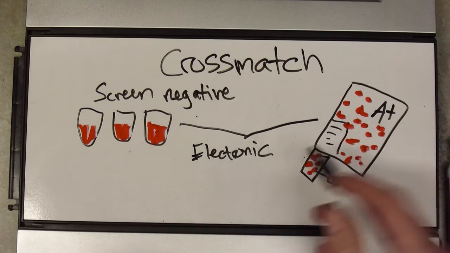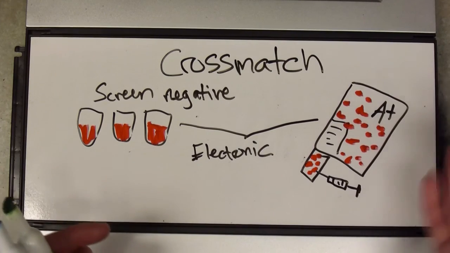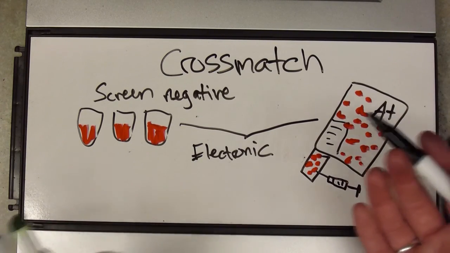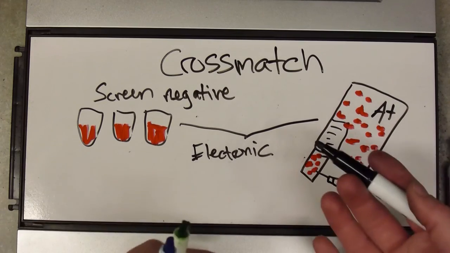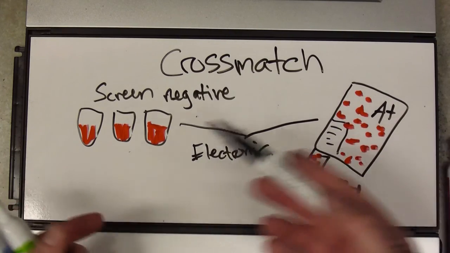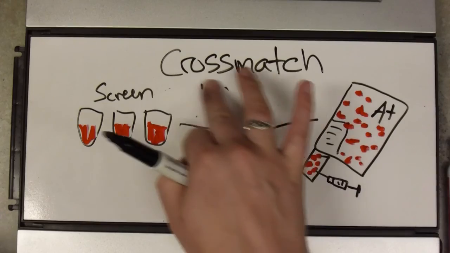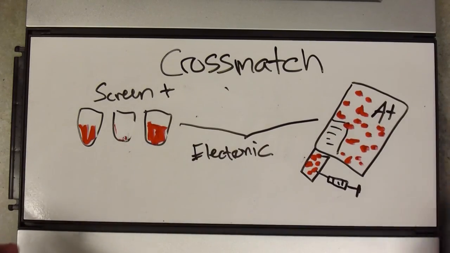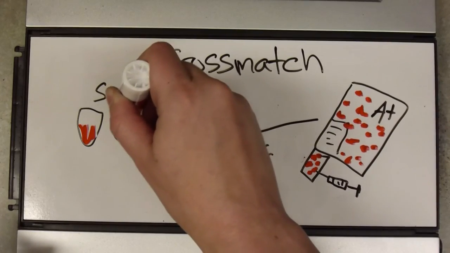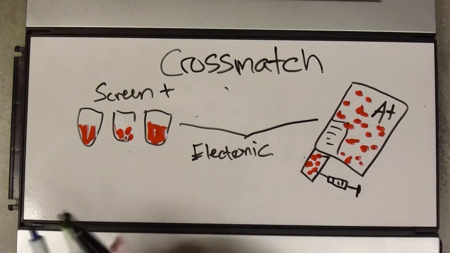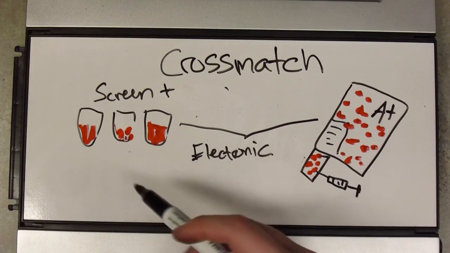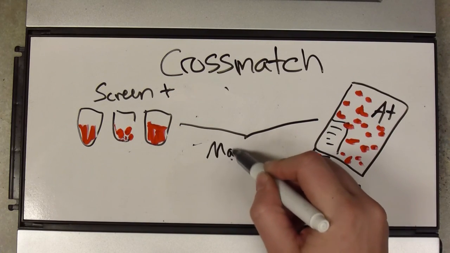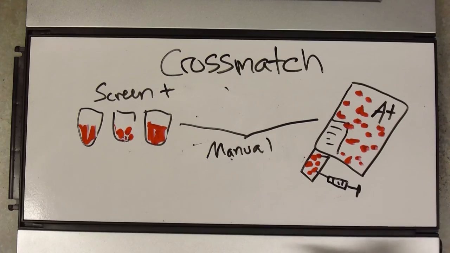We don't actually mix the patient's plasma and the unit of blood to be given. We don't need to do that step because we have enough information to say that it's going to be safe. Only if the screen was positive, meaning the patient did show that there's at least some antibodies in their serum to some antigens, or perhaps if the person has had multiple transfusions, that's when we have to do the manual cross-match that I showed you in the first step.